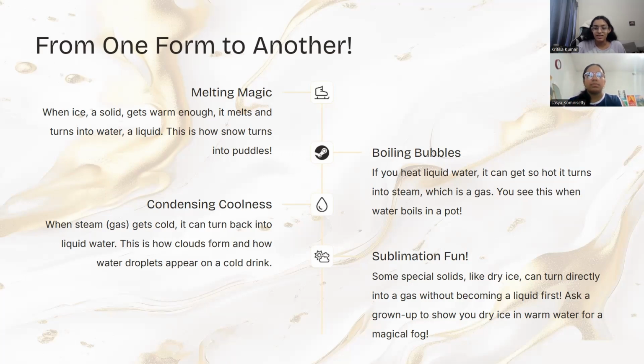Sublimation fun. Some special solids like dry ice can turn directly into a gas without becoming a liquid first. Ask a grown-up to show you dry ice in warm water for a magical fog. Or you could even search up a video on YouTube about dry ice and see how it reacts with the water.